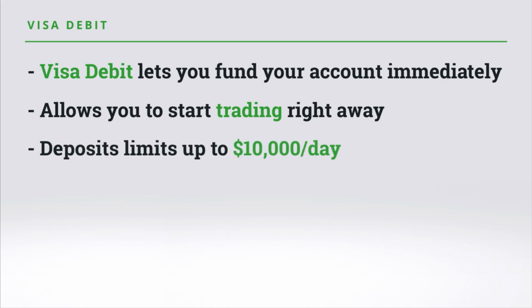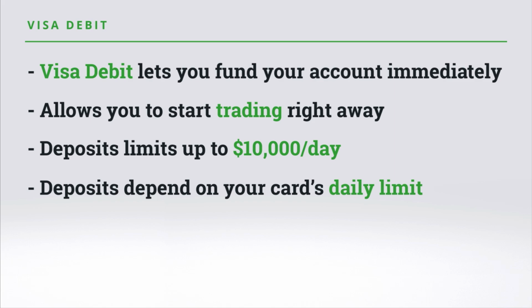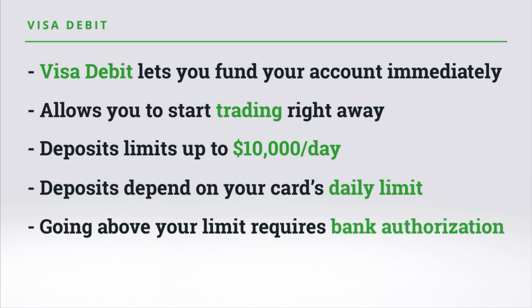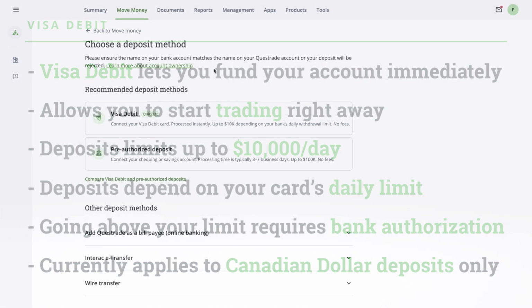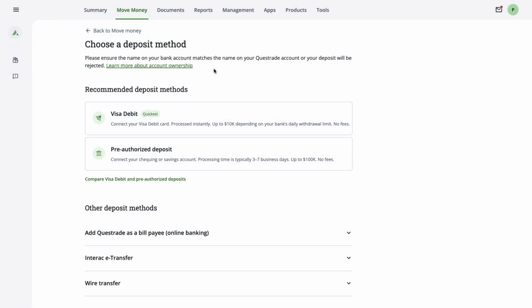The transaction is available through your Canadian Visa or Interac debit card, with a deposit limit up to $10,000 per day, or up to your bank account's daily transaction limit. For deposits above your daily maximum, you'll need to contact your bank for authorization. Additionally, instant deposit applies to Canadian dollar deposits only. For this, you'll need the information from your card on hand.